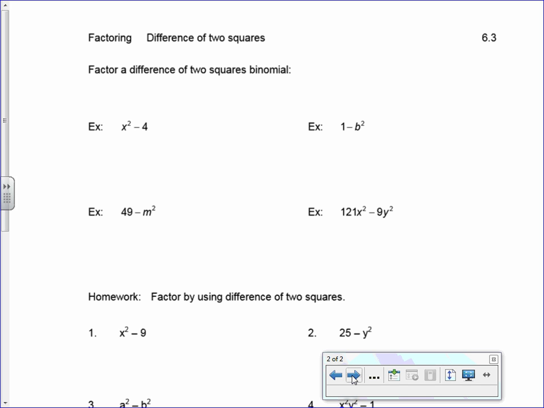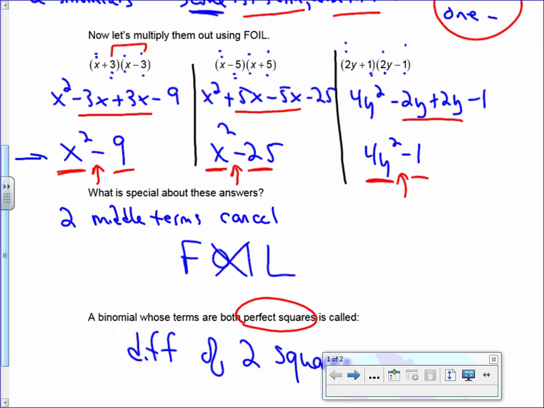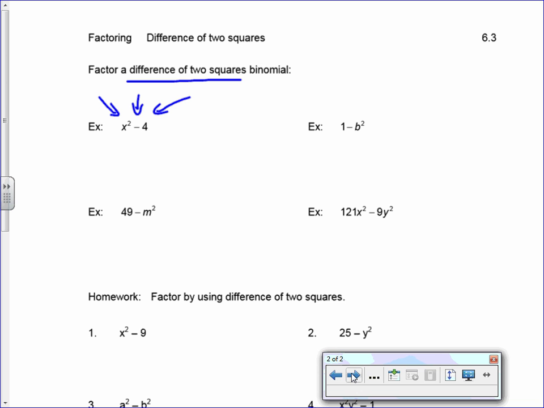So when we look at a binomial that is a difference of 2 squares, that is, the first term is a nice perfect square, the second term is a nice perfect square, and the sign in between them is a minus, then we can go backwards to set up that binomial factor, okay? So this looks like the answers that we were getting on the back page. This is x squared minus 9, x squared minus 25, and the one that I have here is x squared minus 4. It's got the same structure.